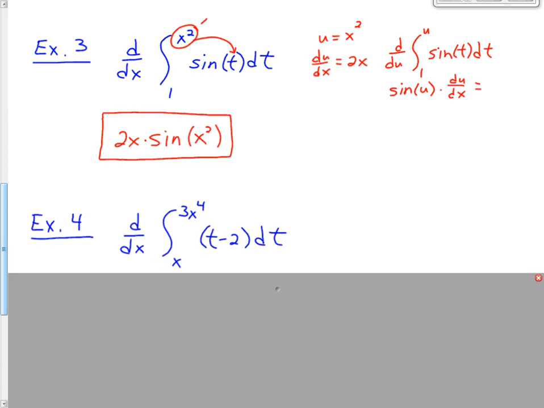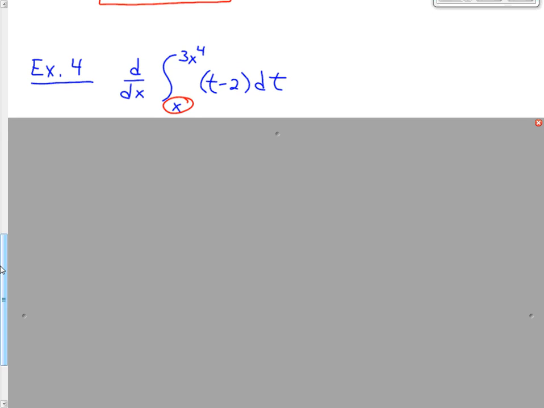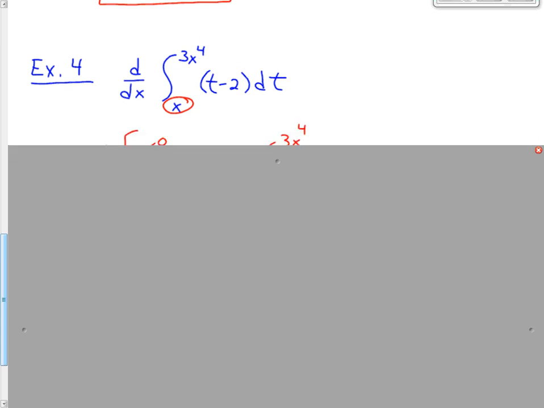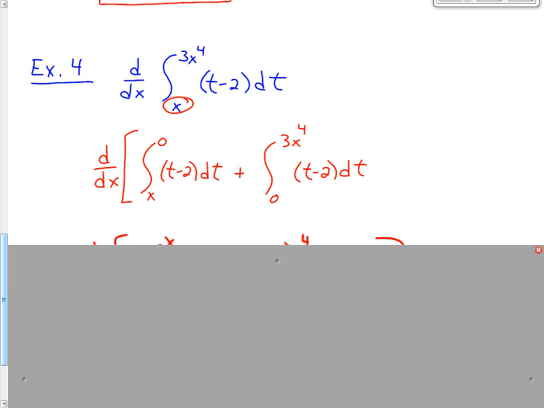And finally, how would we handle this one? Well, this time we don't have a constant down here. So another property of integrals will help me deal with this. Let's split this up into two integrals. Let's make this the integral from x to 0 plus the integral from 0 to 3x to the 4th. 0 is just a random constant that I chose. We could choose any constant. Now the first one, I'm going to have to switch the limits of integration, like the example before.